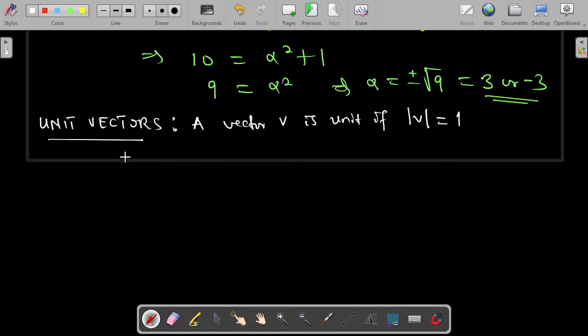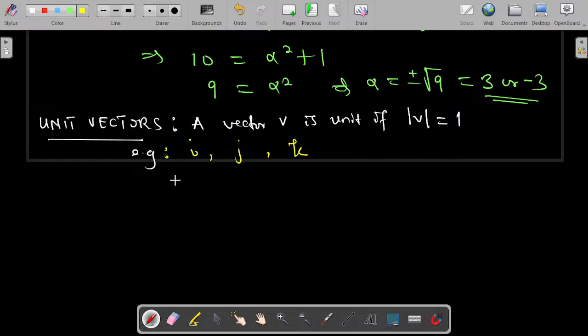Let me give examples. Examples of unit vectors: there are what we call standard unit vectors. For instance, i is a standard unit vector, j is a standard unit vector, and k is also a standard unit vector. Okay, so now why is this so?